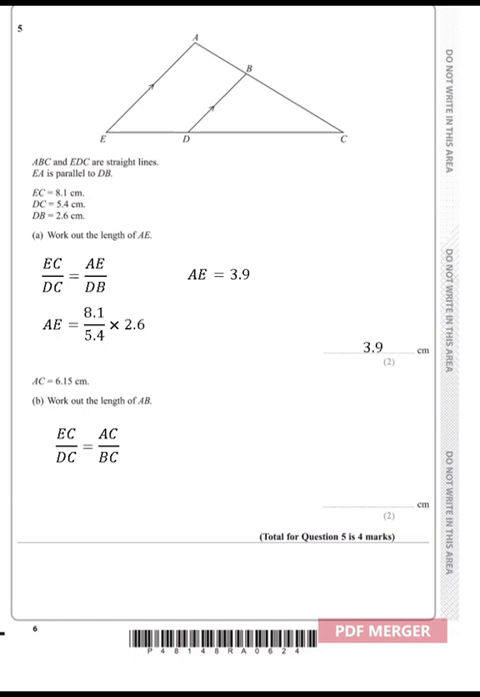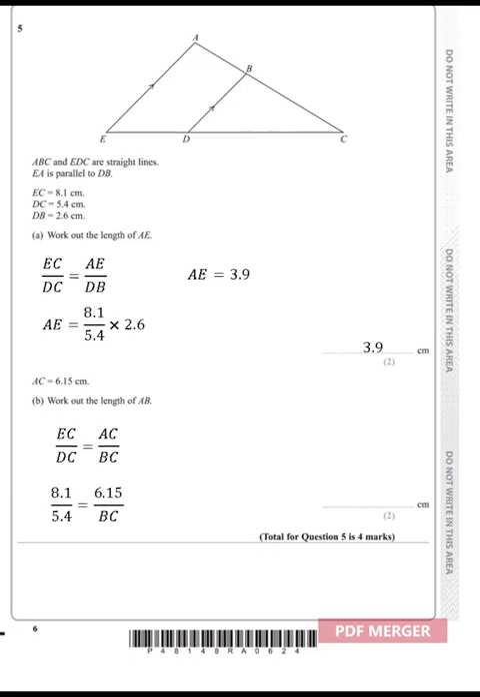But to get AB, we need to work out BC. Why? Because we know EC is equal to 8.1 centimeters. We also know DC is equal to 5.4 centimeters and AC is equal to 6.15 centimeters.